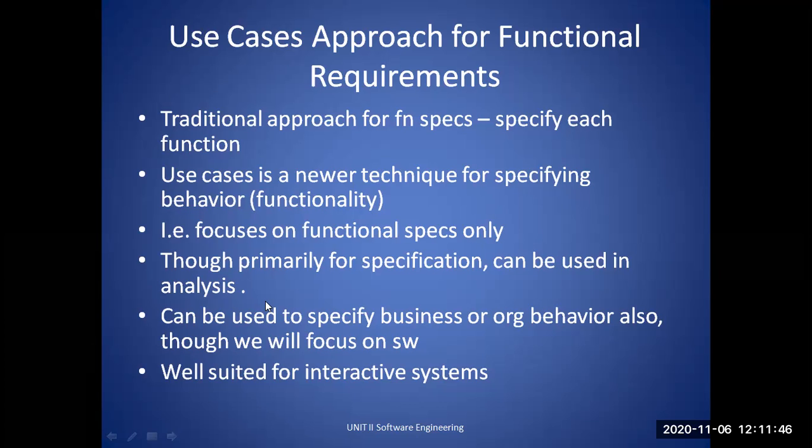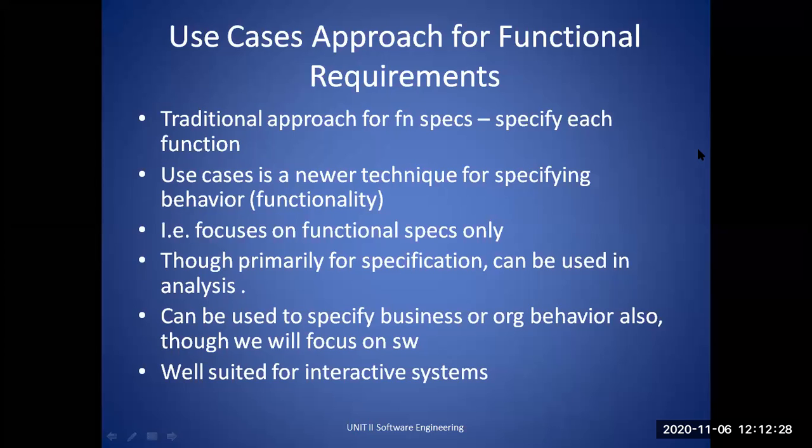As we said, it is primarily used for specification of functional requirements, and use cases can also be helpful in analyzing the system. Along with that, use cases also specify the business aspects and organizational behavior, which will be focusing on the software. So use cases also describe things from the perspective of the business as well as the organization, which will be focusing on the software system.